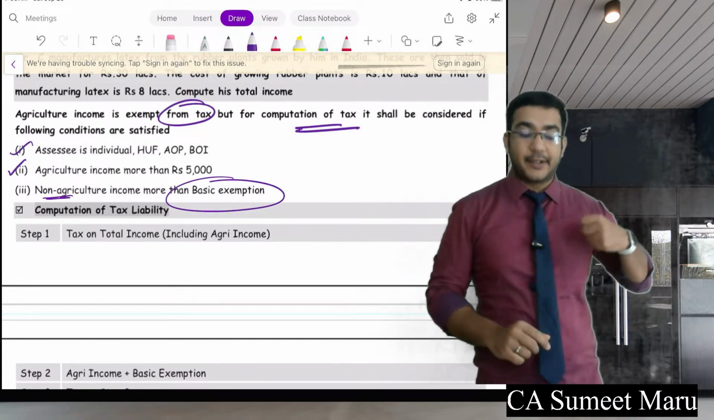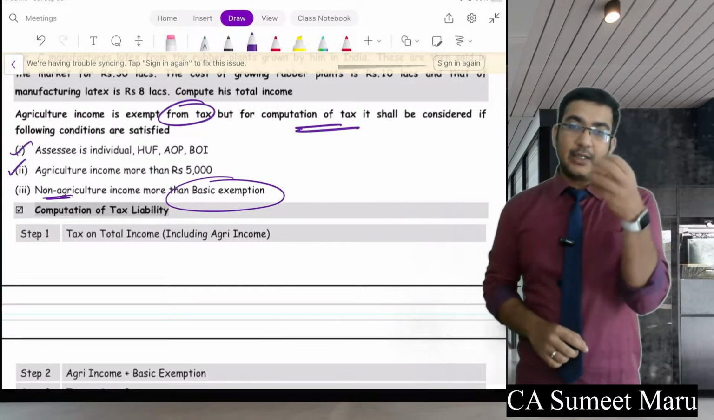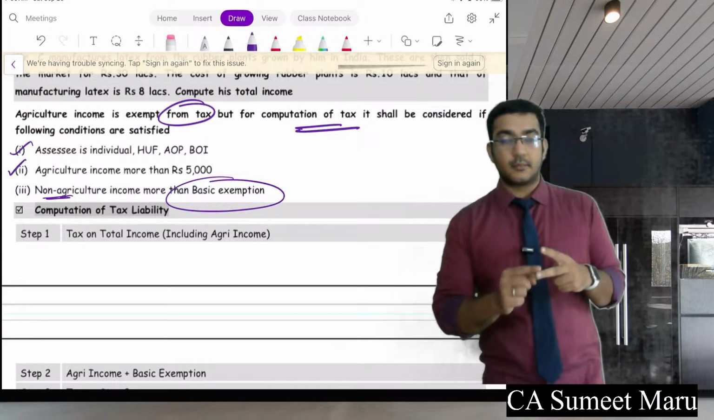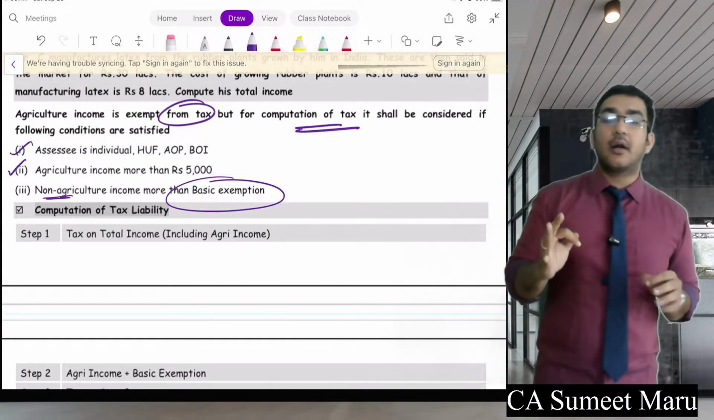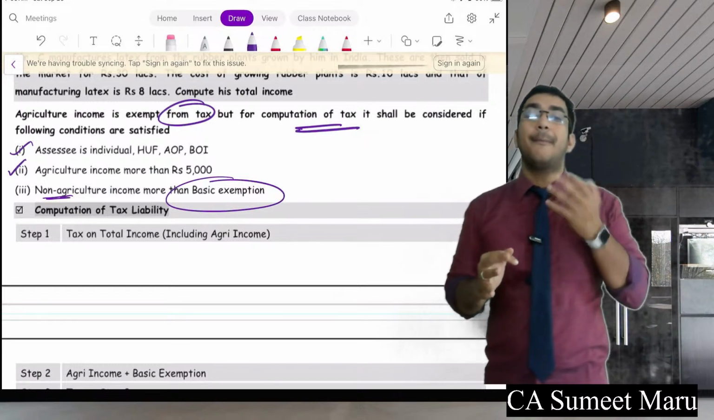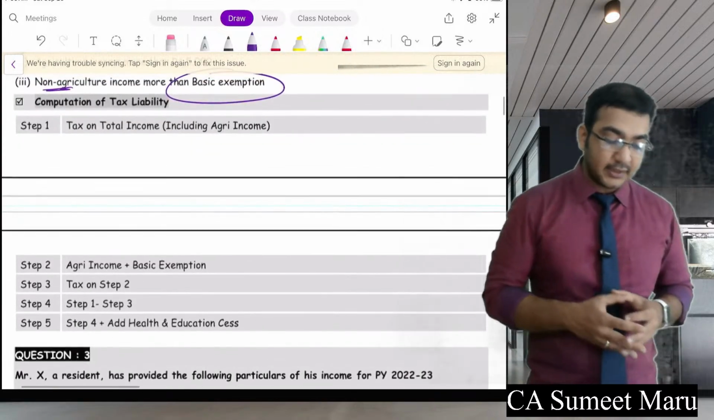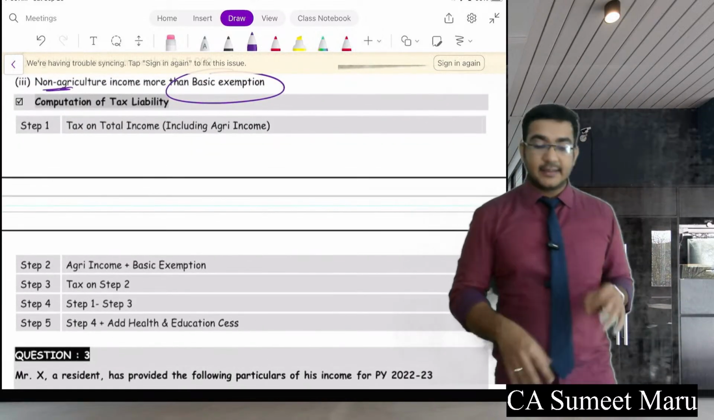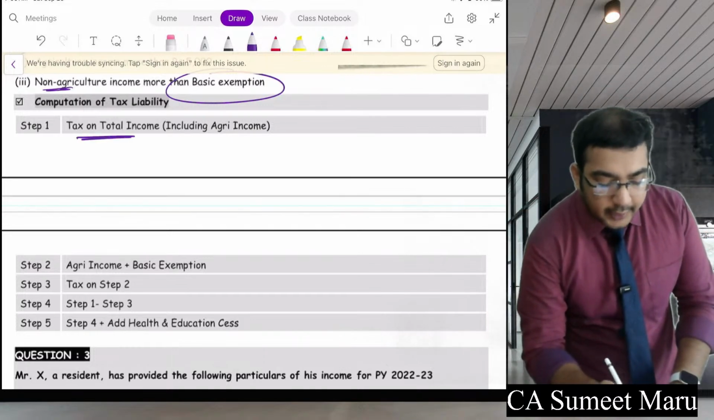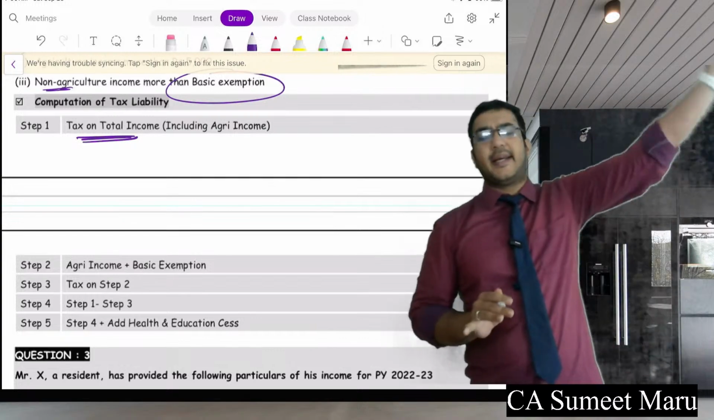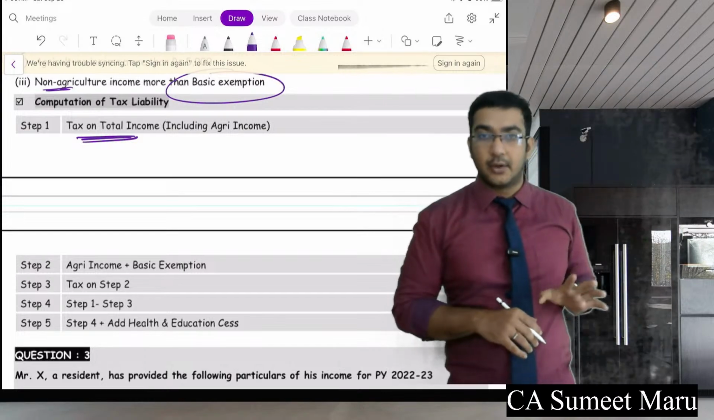Once again, first, the assessee is an individual, HUF, AOP, BOI, basically one to whom slab rates are applicable. Second, your agriculture income is more than 5,000 rupees. And third, your non-agriculture income is more than the basic exemption. In that case, you will follow these four steps for calculating tax. Step one is just like our marginal relief: tax on total income. Take all the income, including the basic and the additional agriculture income, and calculate the tax.